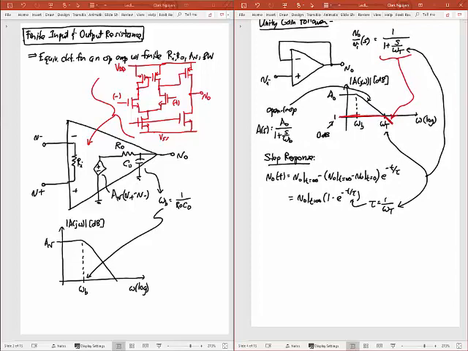Okay? And so now I'm interested in the step response for this amplifier. So what I'm going to do is I'm going to plot two plots here. I'm going to plot VI on this axis as a function of time. And let me get that a little straighter.